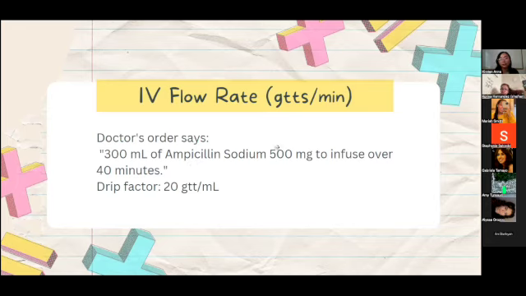Okay, so this is IV flow rate practice. These are pretty self-explanatory. You do milliliters over hour, and then you divide it, and then you get your answer. So I'm gonna put your answer in the chat when you guys are done. I'll give you guys 2 minutes.